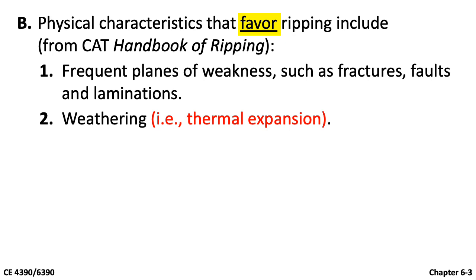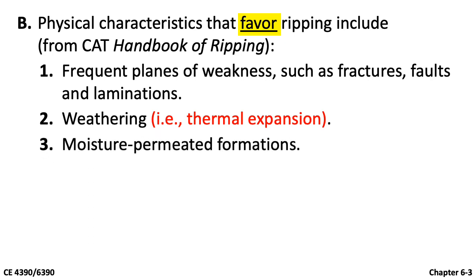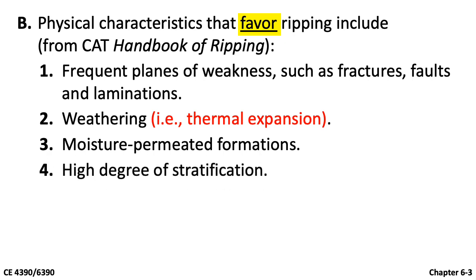Rocks typically expand and contract when the temperature changes. Since rocks are composed of various minerals, which expand and contract at different rates, this causes cracks and gradually breaks down the rock. Number 3. Rocks with high moisture permeated formations are also easy to rip. Number 4. Rocks with a high degree of stratification, which means rock that is formed from multiple layers.